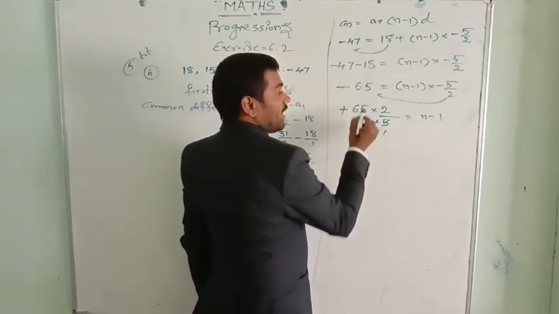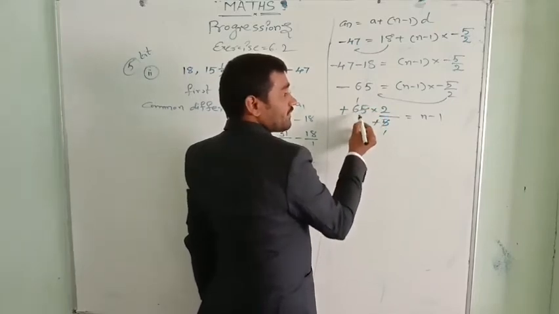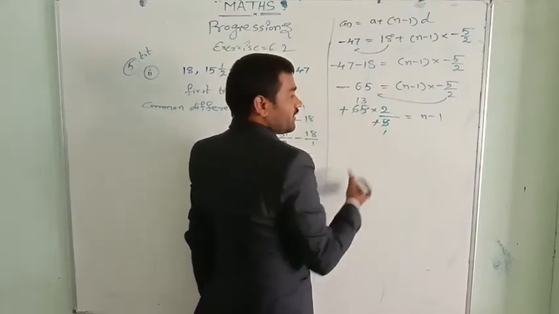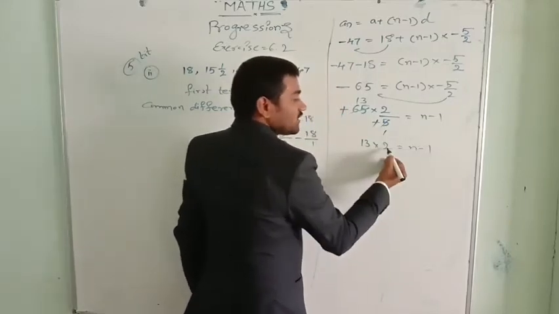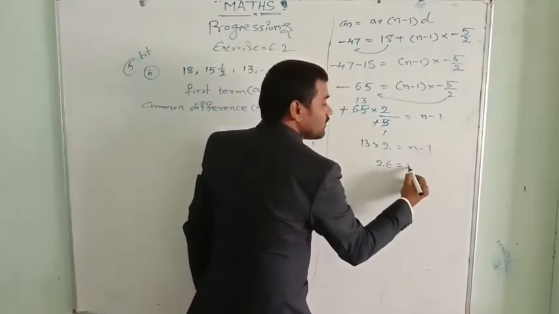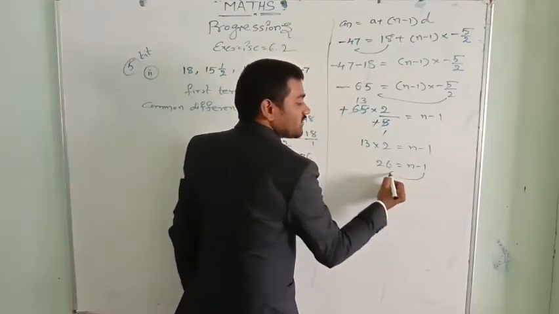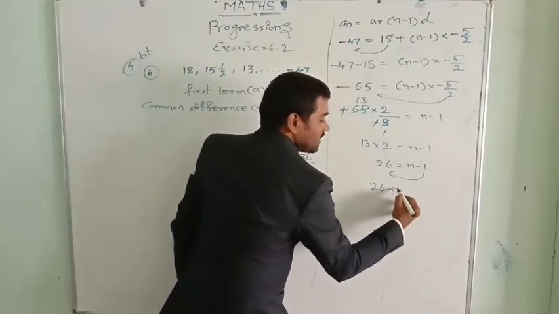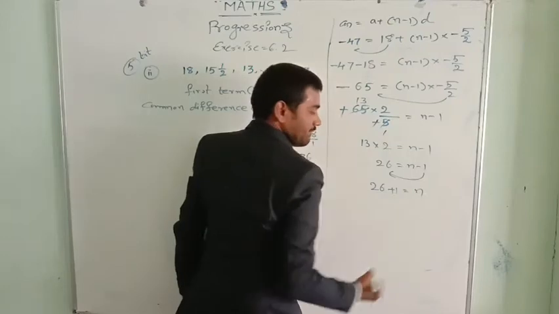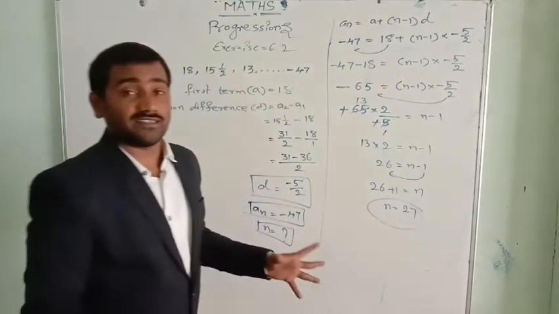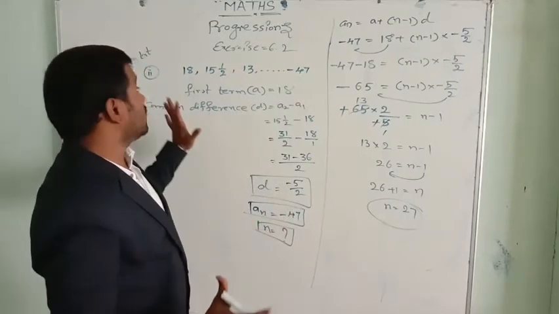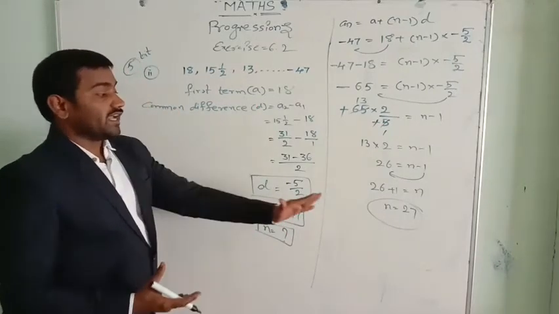5 ones are 5. 5 ones are 5. 1 left. 5 threes are 15. So here 30 into 2, that equals n minus 1. 32 is 26 equals n minus 1. This minus 1 you transfer: 26 plus 1 equals n. So the n value is 27. This is the process, very simple to find out. See what we got, the nth term.